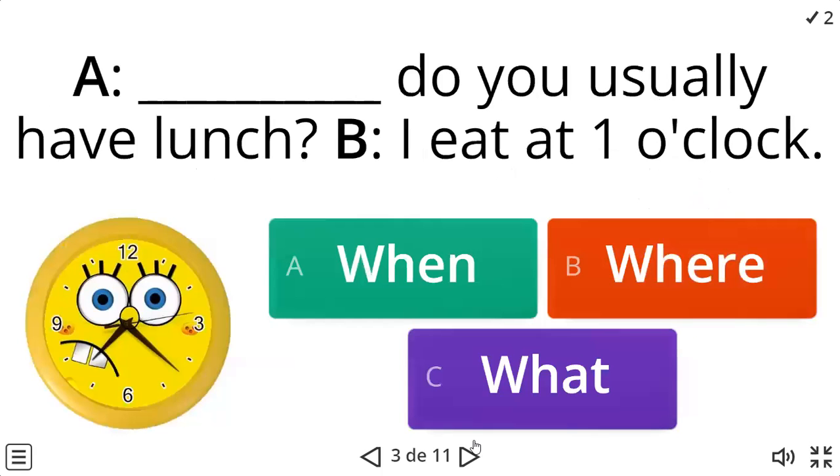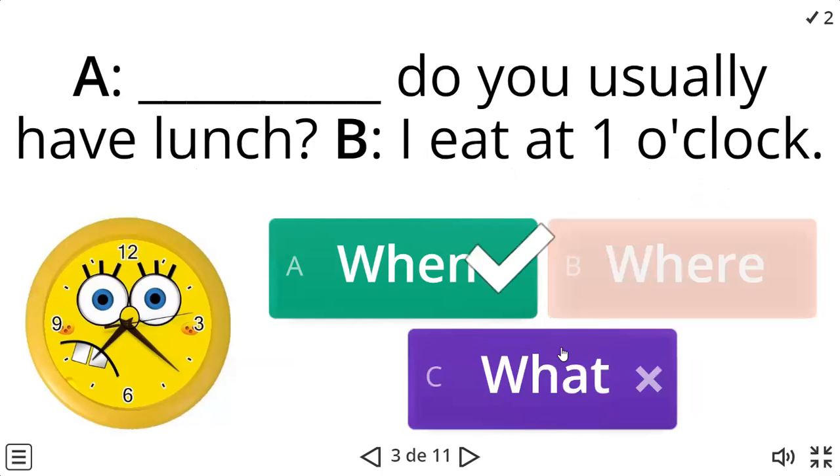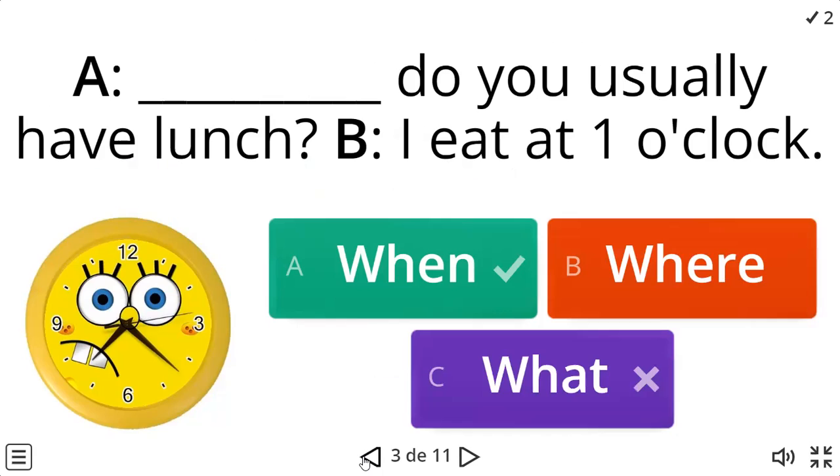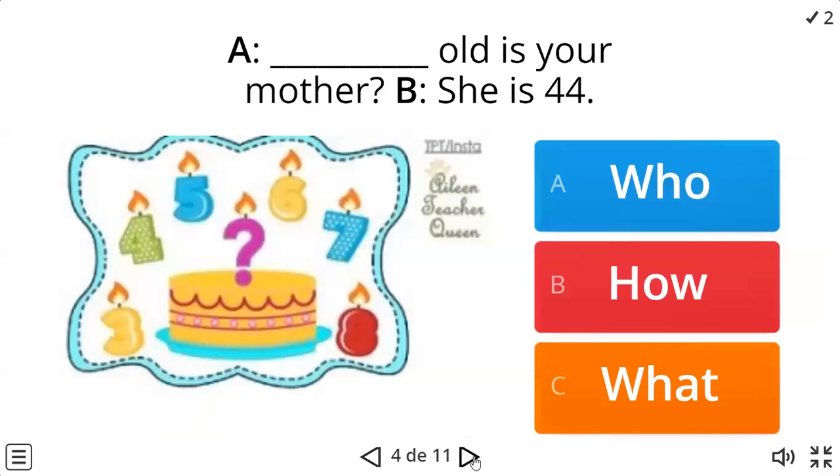Now, what about this one? Do you usually have lunch? I eat at 1 o'clock. What? In this case, when. ¿Por qué es when, chicos? When do you usually have lunch? ¿Cuándo usualmente tienes tu almuerzo? If you see, aquí hay un ejemplo del reloj. I eat at 1 o'clock. A la una en punto. When? Cuando? Okay.